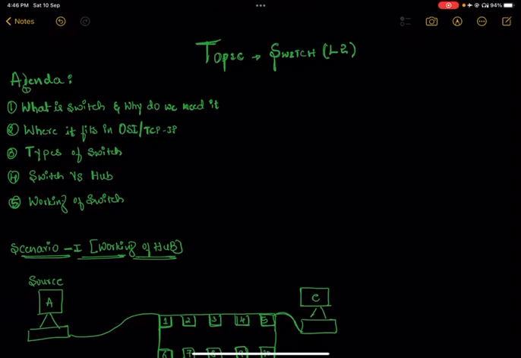So let's start with what is switch, right? As we all know, switch is a networking device. So let's recall all the networking devices that we have. Let's say for example we have a hub, we have a repeater, right? Which work at layer 1, and we have a bridge and a switch which work at the data link layer, and we have a router which works at the network layer, right?